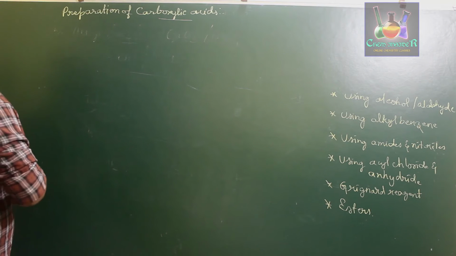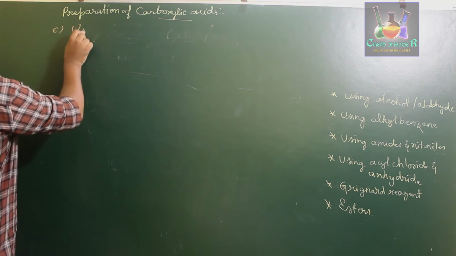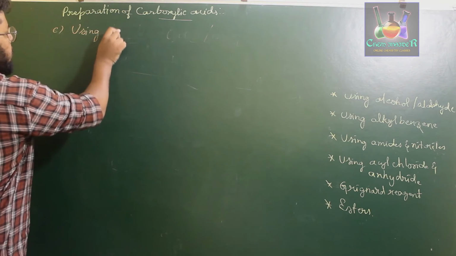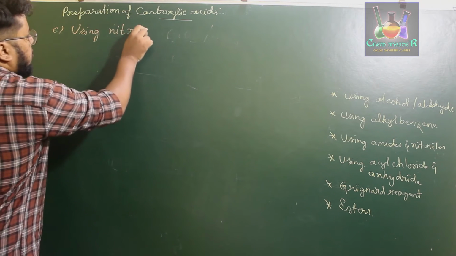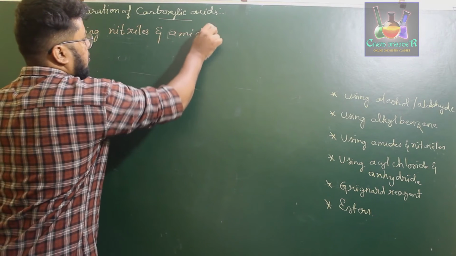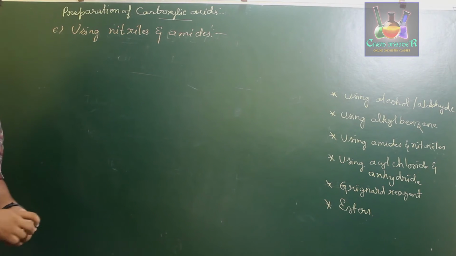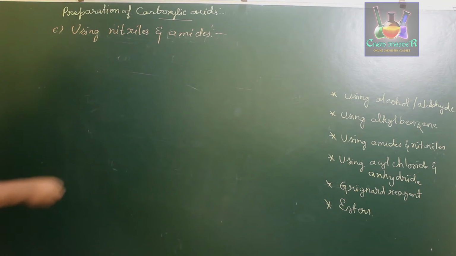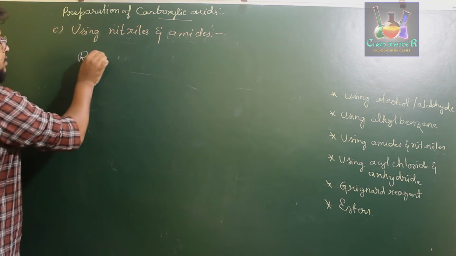Now the third method, that is using nitriles and amides. These are just simple preparation methods. There is no complicated mechanism involved for the preparation. So what happens is, let us first consider the nitriles.